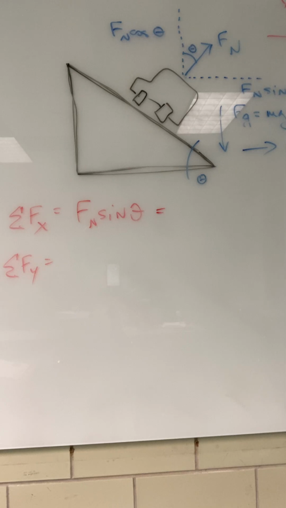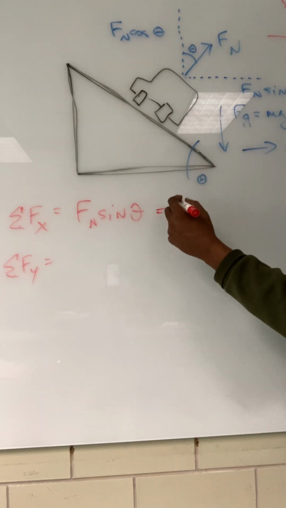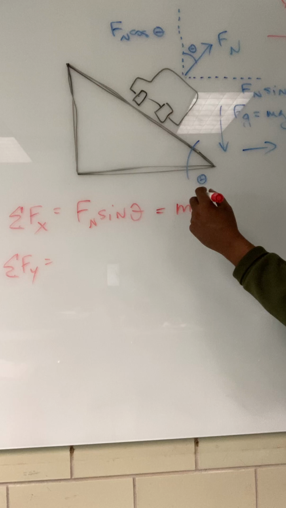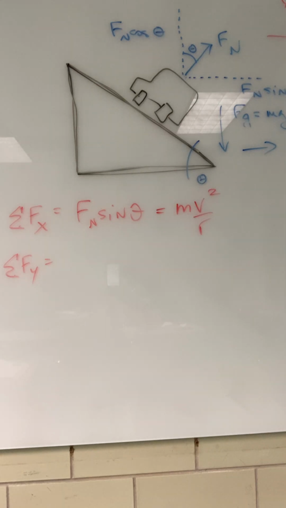That's in the lecture notes. Our acceleration changed to what? A is equal to what? V squared over R. So that's the only force acting in the x. So then that must equal M times V squared over R. I just replaced A with V squared over R here.